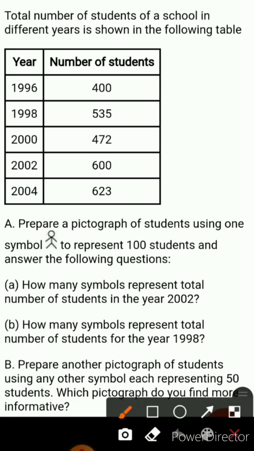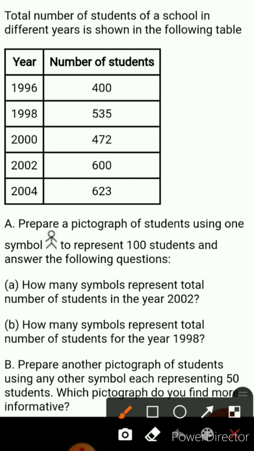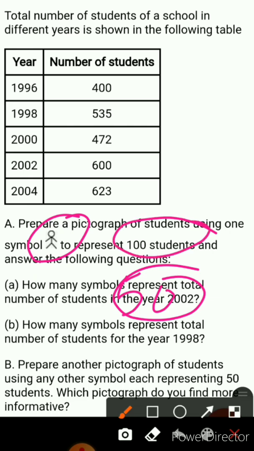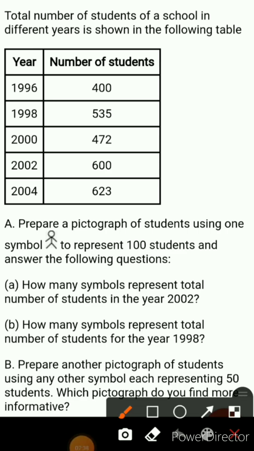Now here we have another part of this question, part B. Prepare another pictograph of students using any other symbol, each representing 50 students. Which pictograph do you find more informative? So now you have to use one symbol which represents 50 students. Before that we were using this symbol for 100 students. Now you have to use another symbol for 50 students. Clear? So this time we will use a symbol for 50 students.